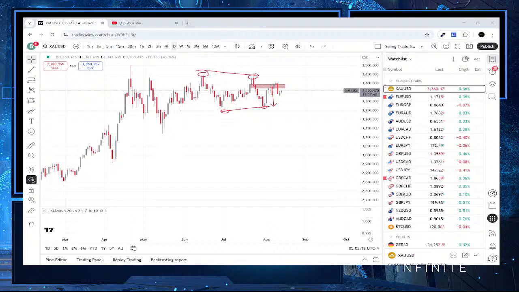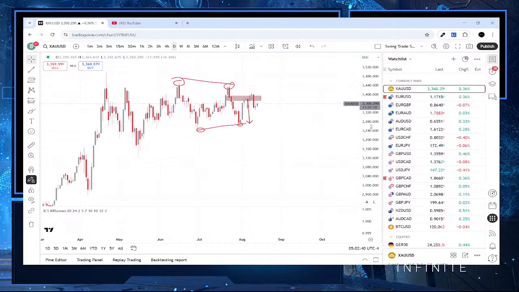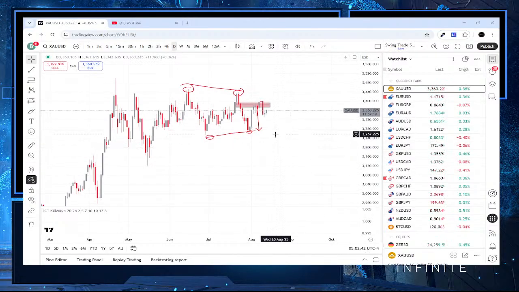So right now we're getting started with today's business. Let's dive into the chart. Okay, so last week I was telling you what you should expect this month. I was sharing that with you, and I made it very clear where we should be expecting price to reverse from.